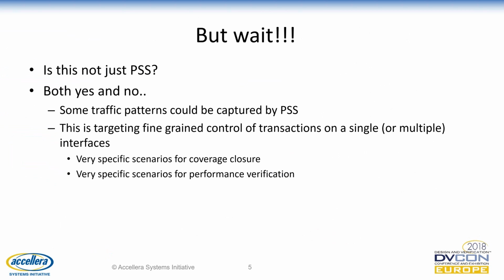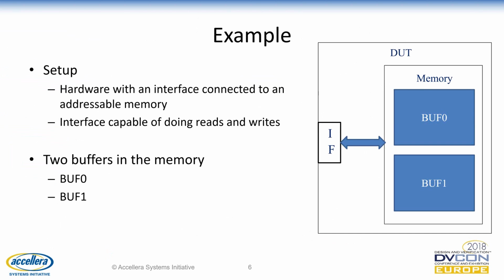Now, if we need to dig into this, I think we are better off with an example. I have a very simple example here. You see a DUT with a memory and an interface connecting to the memory. On this interface, you can do reads and writes. Inside the memory, you have two defined buffers, buff 0 and buff 1, which means that the hardware or the test bench, for instance, is capable of accessing this memory through the interface, doing reads and writes to specific addresses inside this memory.